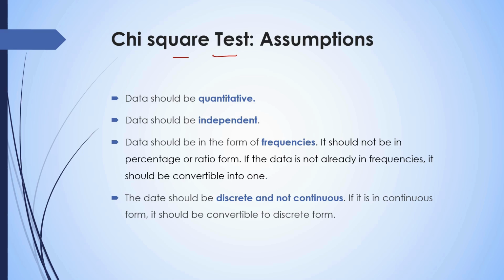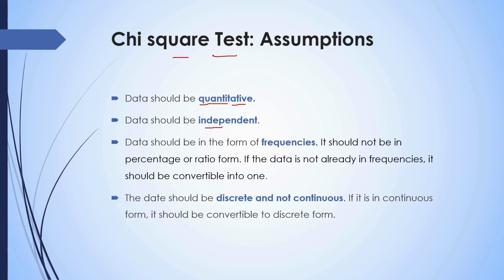We studied that chi-square test is a non-parametric statistical test. This means it will not meet any of the assumptions of the parametric statistical test, but it can have its own assumptions. And now let's see what are its assumptions. The first assumption is that data should be quantitative or it should be in numbers. Only if it is numbers, then you can apply the formula or statistical tests.